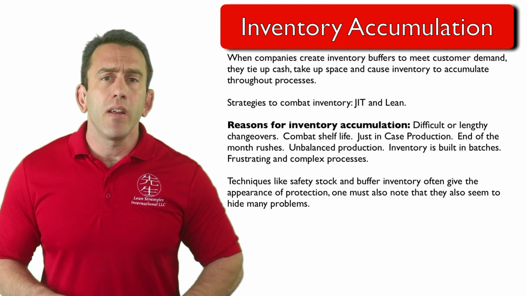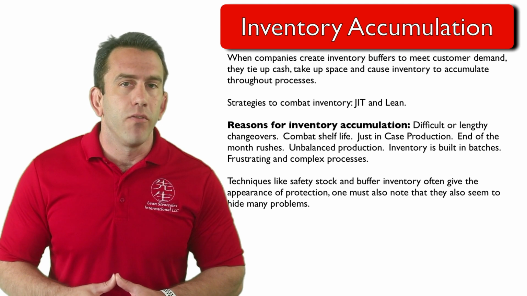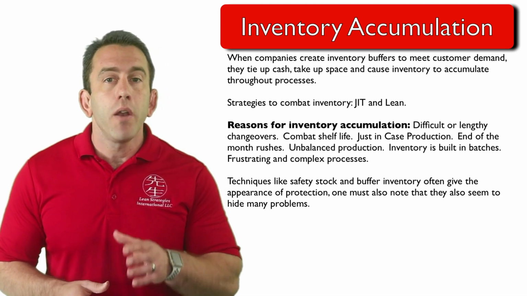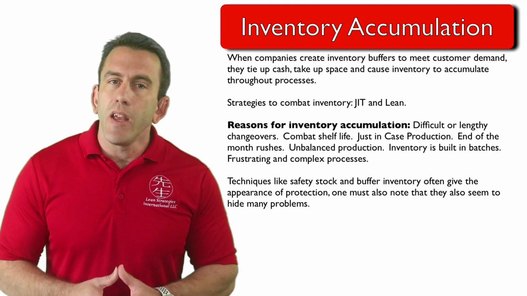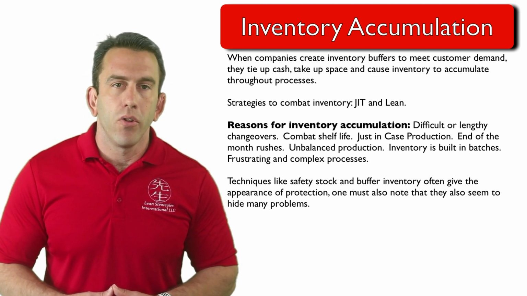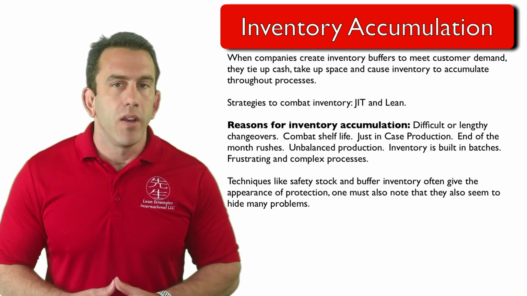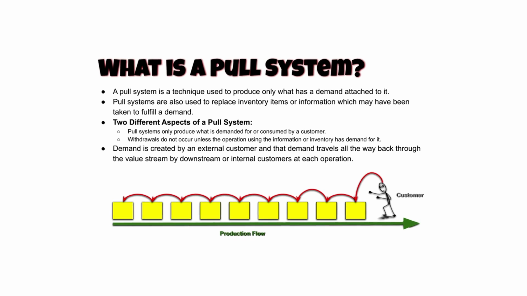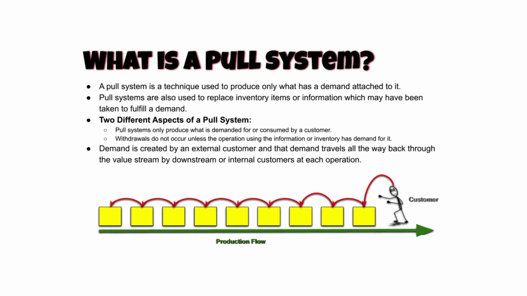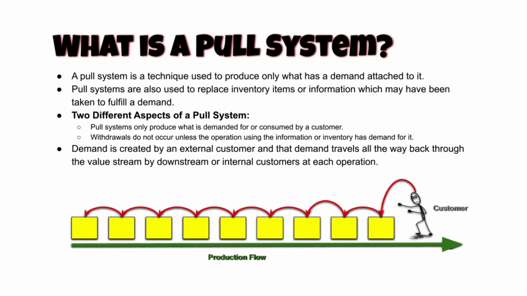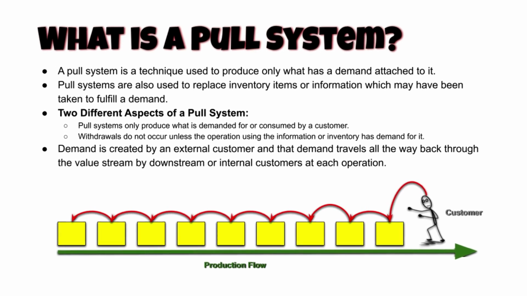While techniques like safety stock and buffer inventory often give the appearance of production, one must also note that they also seem to hide many problems within a process too. As we've discussed in other modules, a pull system reverses the flow of materials and information and triggers the production of items and information that is based on real customer demand.